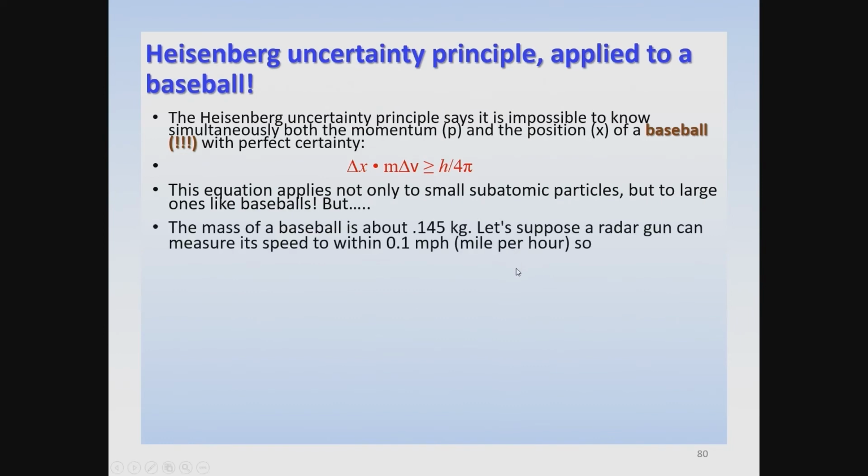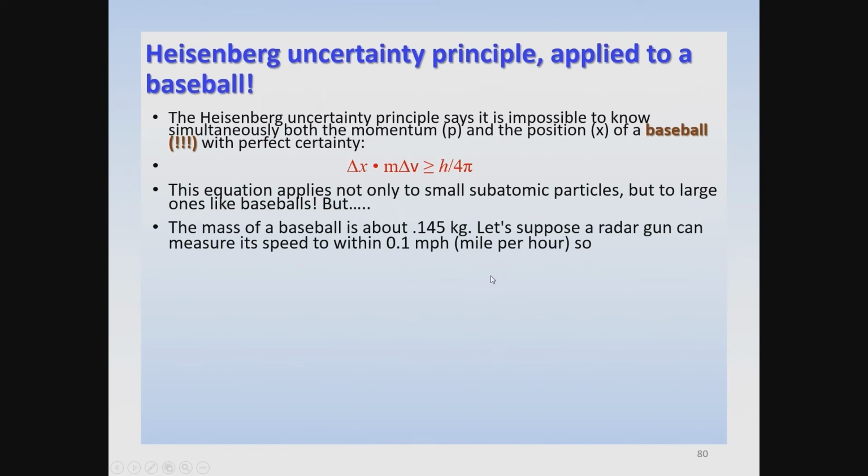Okay. So let's see what the answer would be with an assumption that we have a pitcher throwing an 80-mile-per-hour baseball, and let's say we have a device like a radar gun that can measure the baseball's velocity to 0.1 miles per hour. So that's a relatively accurate measurement of the baseball's velocity. That's pretty good. So let's go ahead and take those numbers.